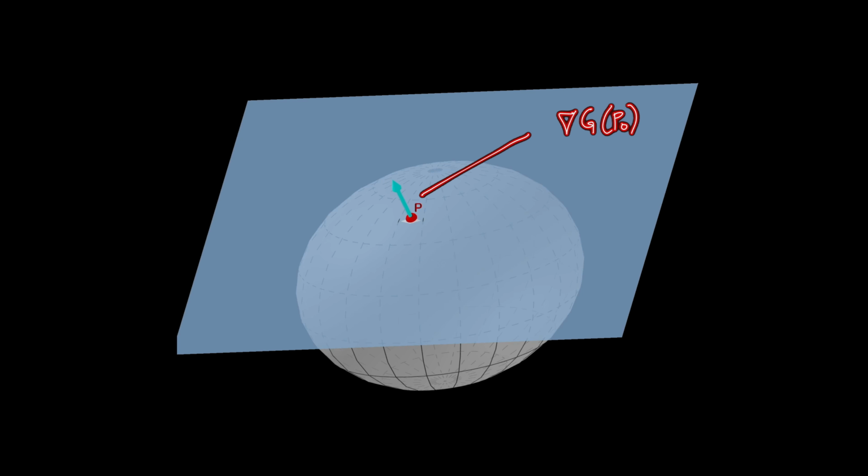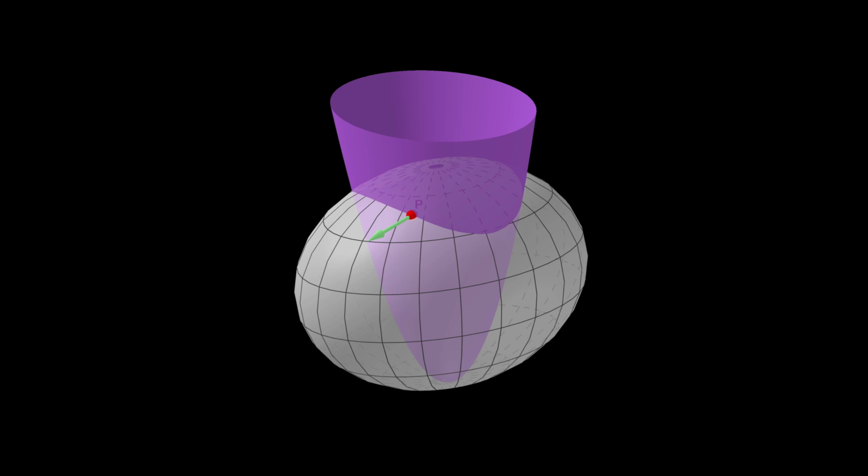And the formula for this normal vector is the gradient of g evaluated at p sub 0. Similarly, if you consider the paraboloid, then the normal vector is pointing this way, which is also equal to the gradient of f evaluated at p sub 0. Now, the cross product of these two vectors is equal to this vector, which is now the direction vector of our line. And this line can also be expressed as the intersection of two planes.